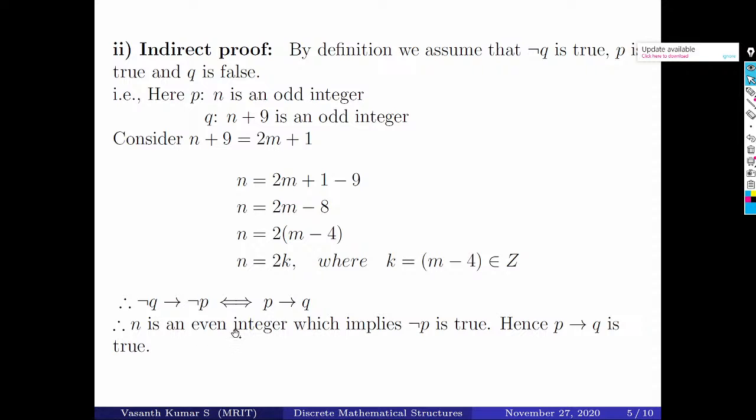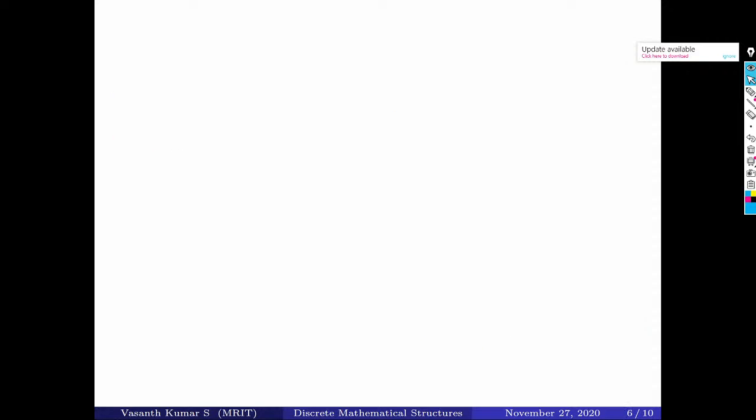Therefore n is an even integer, which implies negation p is true. Hence p implies q is true. So this is the way of writing an indirect proof. Now let us go for proof by contradiction.